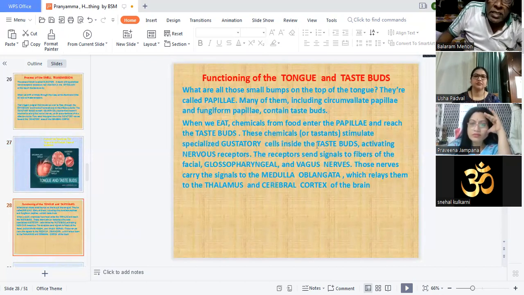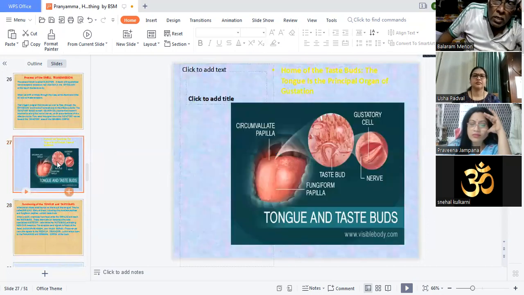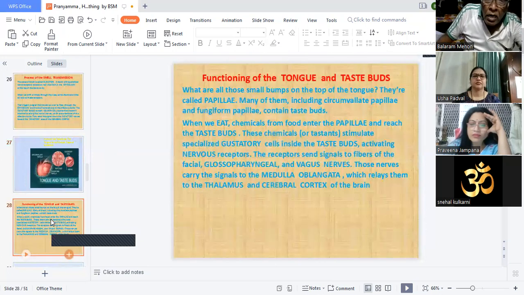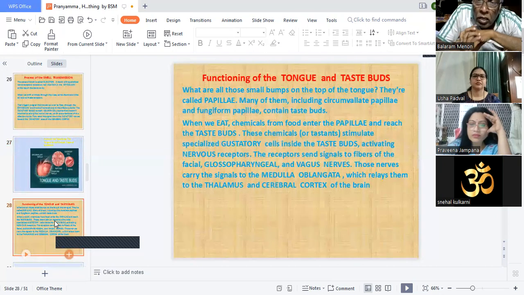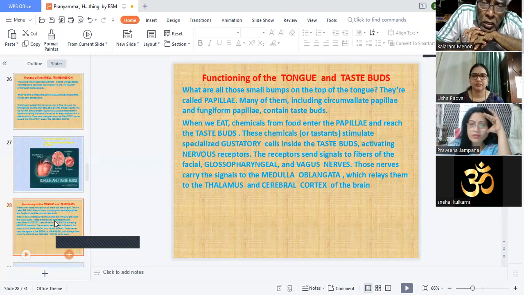So taste buds: these chemicals stimulate specialized cells inside the taste buds, activating the nervous receptors for taste. The taste buds are important. The receptors send a signal to the fibers of the facial, glossopharyngeal, and vagus nerves.